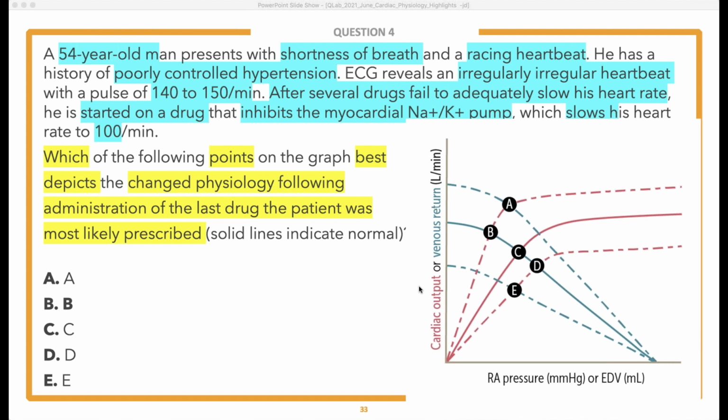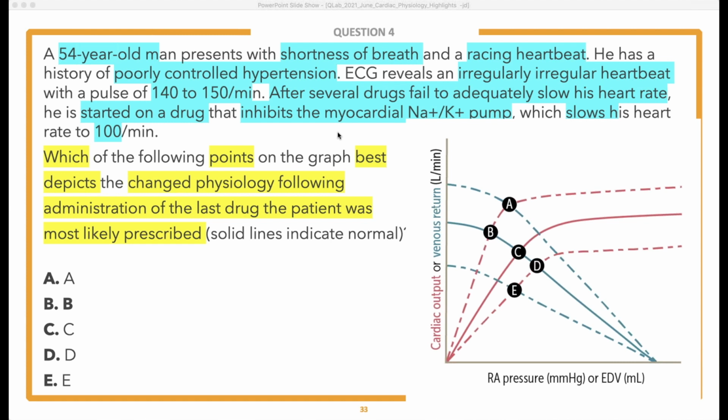Answer choice D, as you can see there, actually is along the same venous return line, okay? However, that is getting at decreased inotropy, okay? So heart failure with a reduced ejection fraction is a good example of that. And you can see that red dotted line that D sits on is lower than the normal solid red line. Answer choice E is wrong for a couple of reasons. One, because it's saying there is decreased cardiac output or contractility, and there is also a change in venous return, which we know is not the case because we're just talking about inotropy with digoxin.